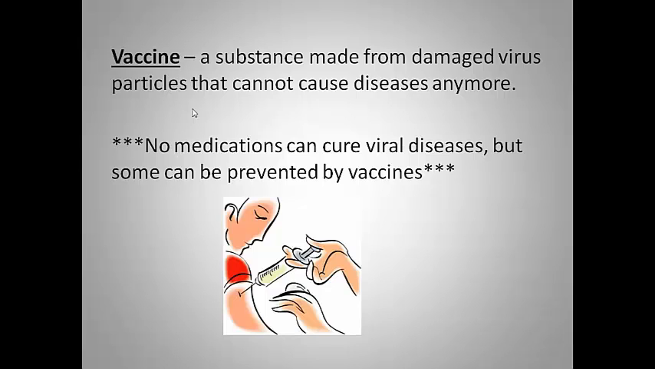It's important to realize that once you have a virus, you can't really get rid of it. There's no medications that can cure viral diseases, but some can be prevented by vaccines. For example, a lot of us get the flu shot to prevent the flu virus from getting into your body. You might have had the chickenpox vaccination. You might have had a hepatitis B vaccination. Maybe you had smallpox, mumps, measles. There's all kinds of vaccinations that kids get growing up that help prevent viruses from getting into your body and spreading.